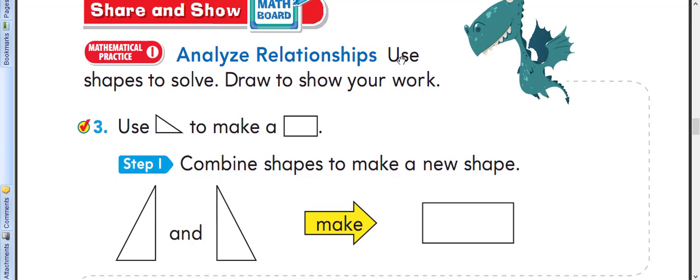Analyze relationships. Use shapes to solve. Draw to show your work. How can we use triangles to make a large rectangle? First step, we will combine the 2 triangles and we will put them side by side next to each other.